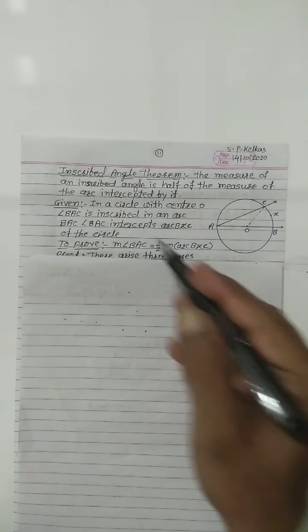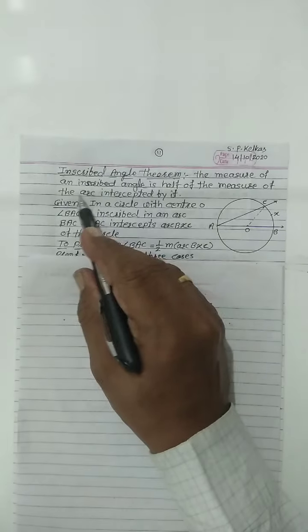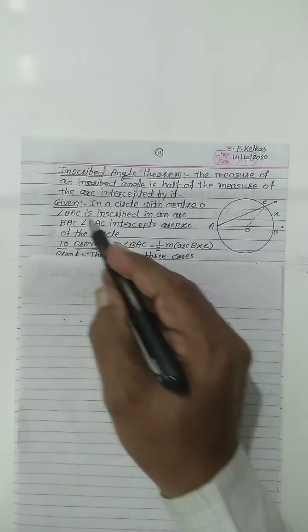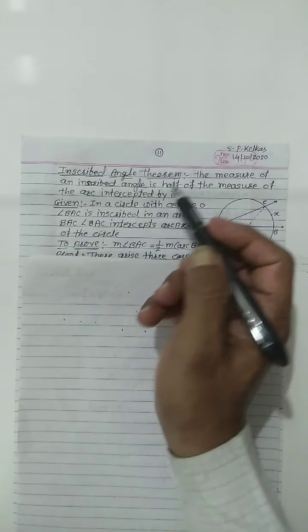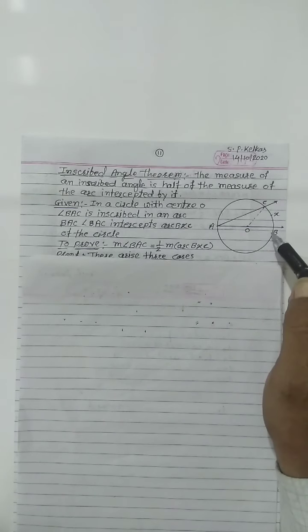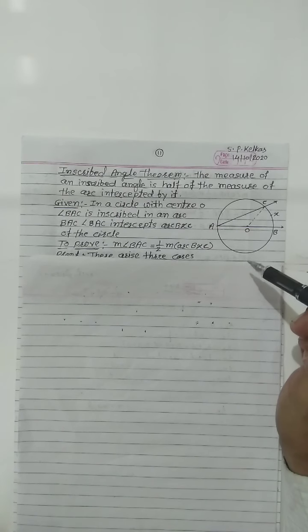Now, yesterday we have already seen the inscribed angle and intercepted arc. Today we are going to see the inscribed angle theorem. The measure of an inscribed angle is half of the measure of the arc intercepted by it. It means that the measure of the angle is equal to half of the intercepted arc.